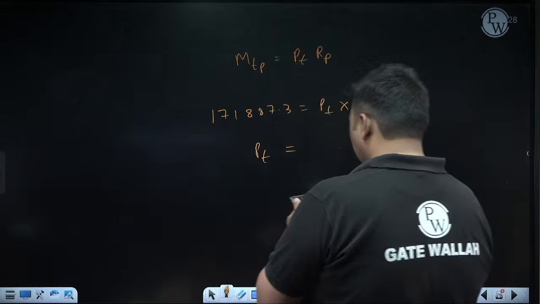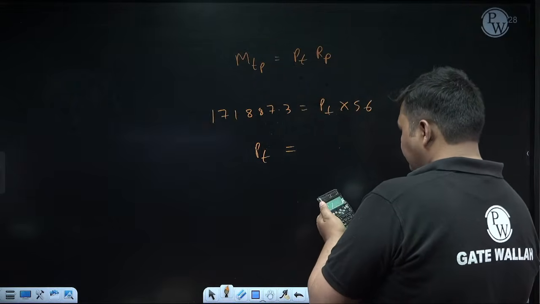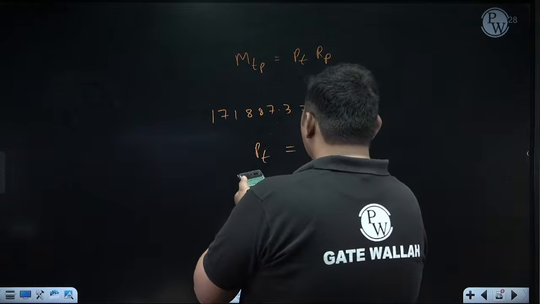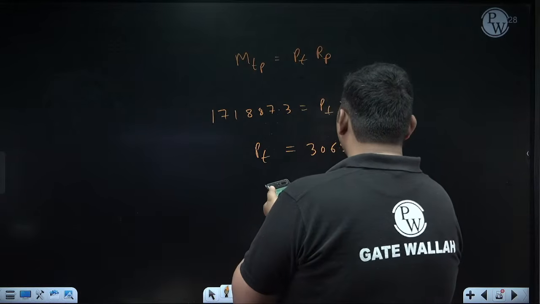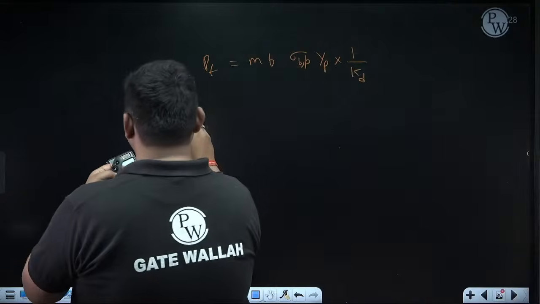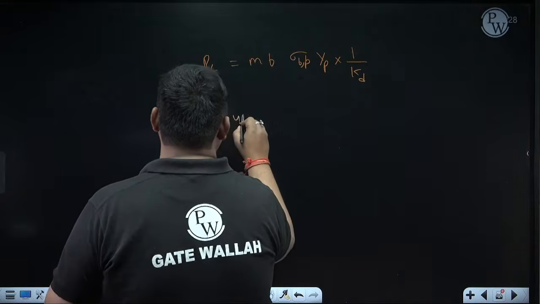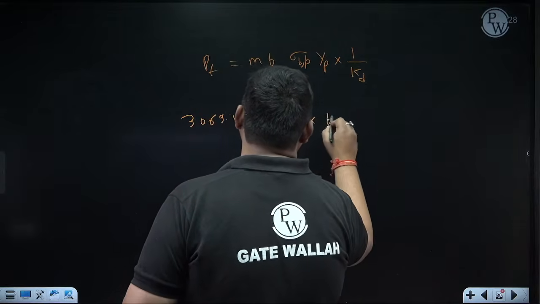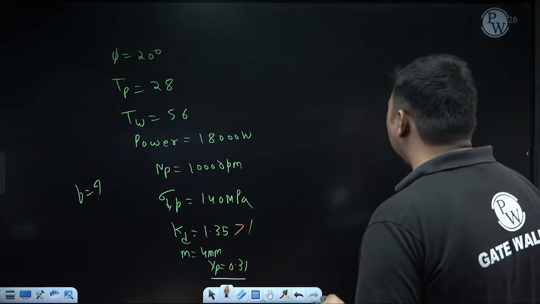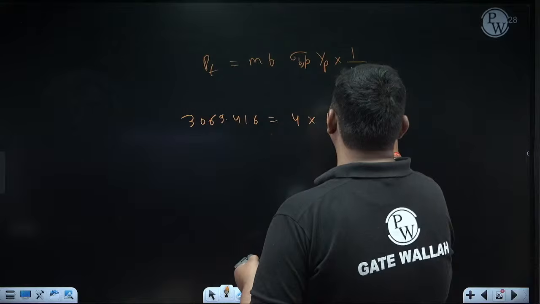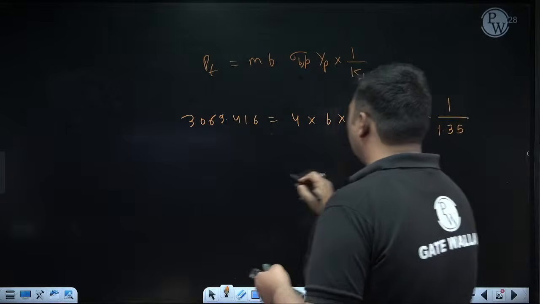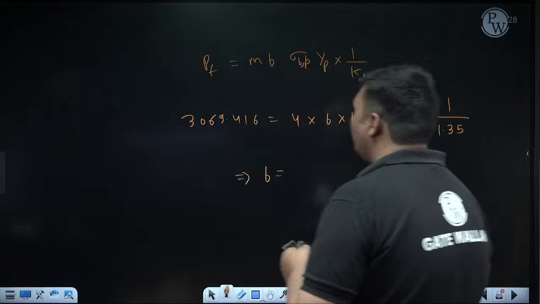How much does it become? 171,887.3 divided by 56. It is coming 3069.416 Newton. Check the calculation. Yes. Now just put PT here. 3069.416 equal to 4 mm, b I want to calculate, sigma bp permissible bending stress which is 140, Yp Lewis form factor is 0.31. So 140 into 0.31 into 1 upon KD, which is 1.35. So from this we can calculate the limiting value of face width. How much is it coming?